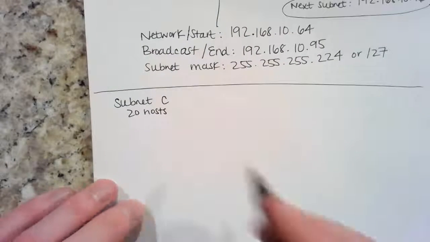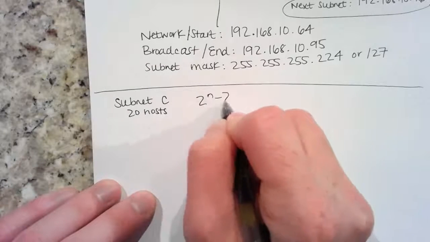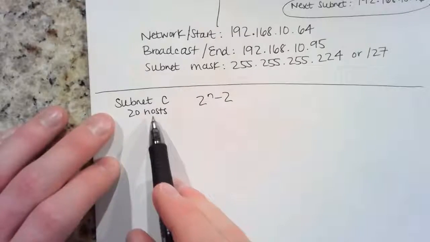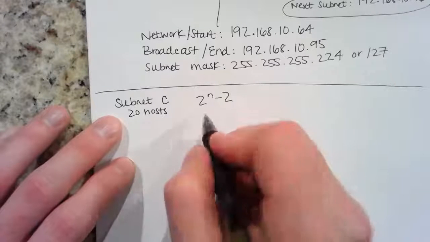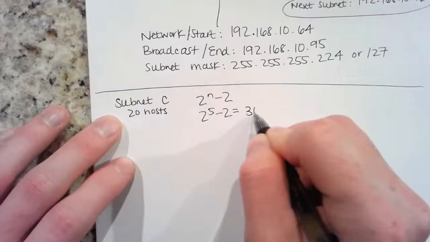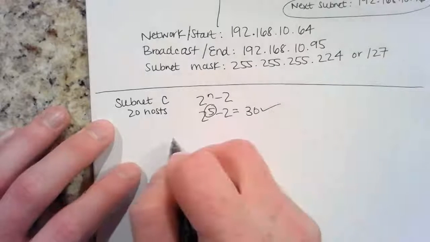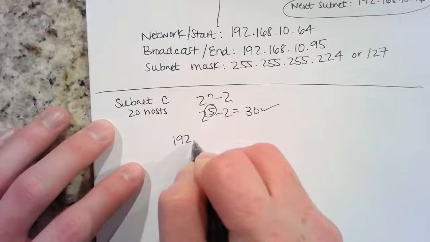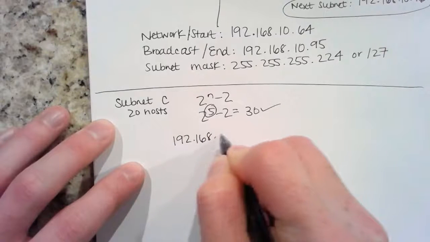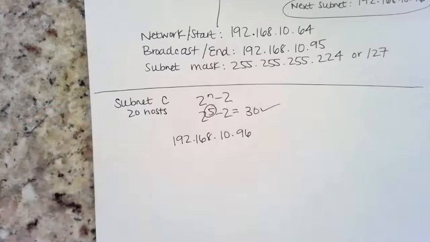So subnet C, we're going to start with our formula, 2 to the n minus 2. Now you may have noticed something. They both needed 20, A and C. So we're going to borrow the same amount. 2 to the 5 minus 2 equals 30. Okay, so our starting address, remember, was 192.168.10.96 for subnet C. Remember, they do not have any overlap between the subnets.